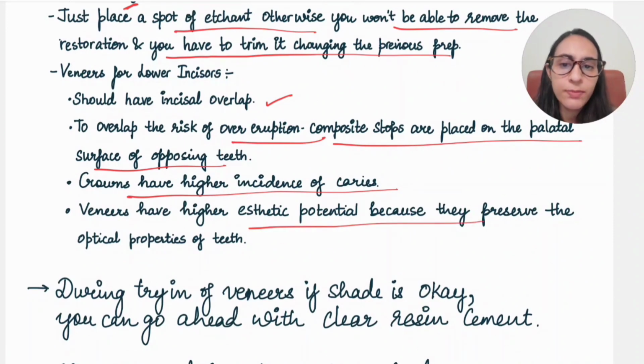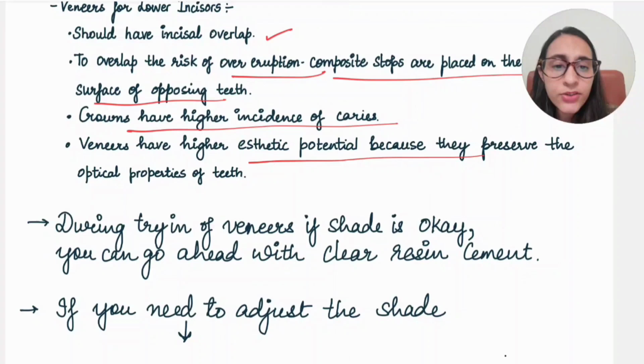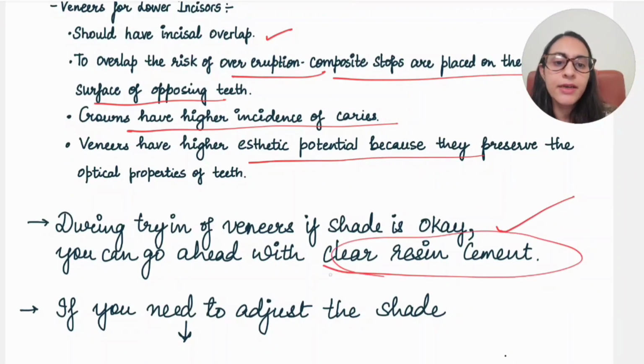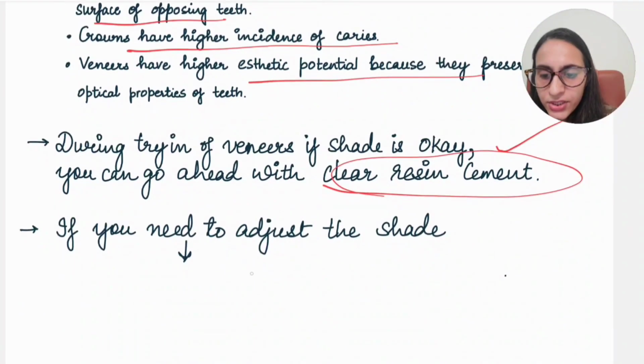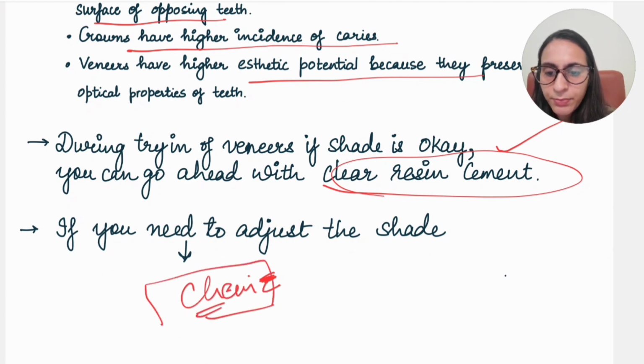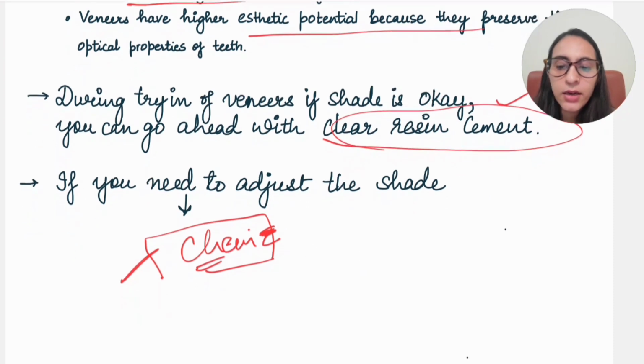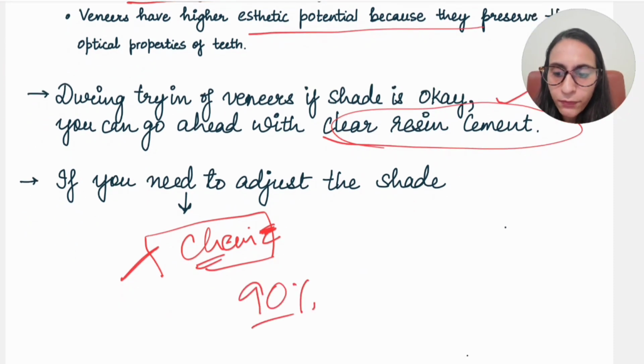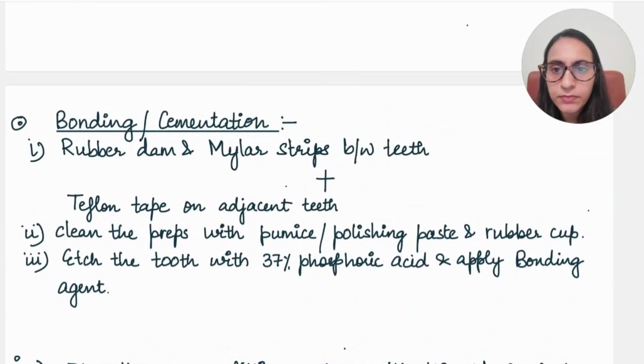Veneers have high aesthetic potential because they preserve the optical properties. So basically, during the try-on of the veneers, if the shade is okay, you can go ahead with a clear resin cement. And if you need to adjust the shade, this is when we are giving the final crown, then you can try the chemically cured resin cement until the color is acceptable, then remove the veneer and clean it with acetone. So the final color of the veneer will be 90% from the porcelain color, and only 10% from the cement color.